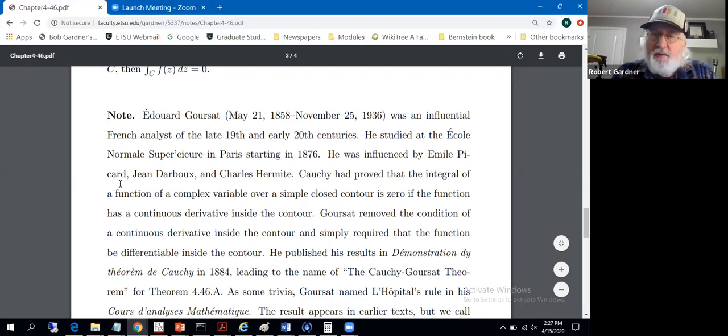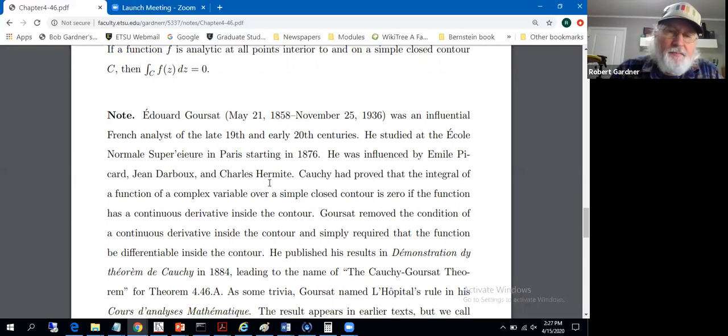Picard from Picard iterates and differential equations. Darboux sums you might see in analysis. Hermitian matrices you might run across in a second matrix theory class, probably not in linear algebra. Might be buried somewhere in the exercises, but probably you don't see Hermite so much in linear algebra. But he is a matrix theory guy. So these are all big name folks.